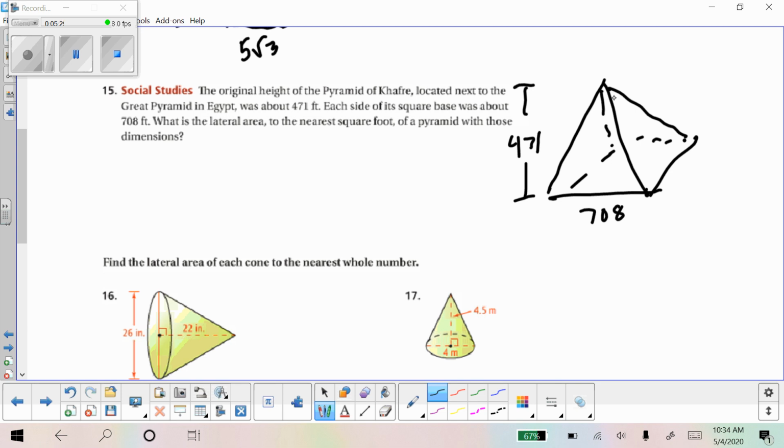Okay, so again, if I drew a line for the height like this, and then I drew over to the middle of the edge, that would be my slant height right there. And in that triangle, we have the height is 471, and the base of that would be half of the side length, so 708 divided by 2 would be 354, and then our slant height would be the hypotenuse of that triangle.